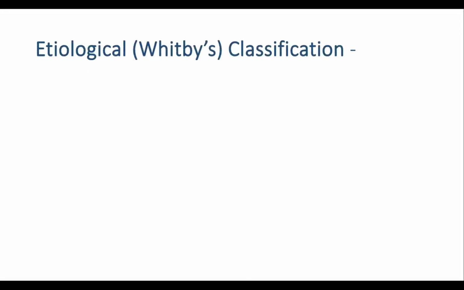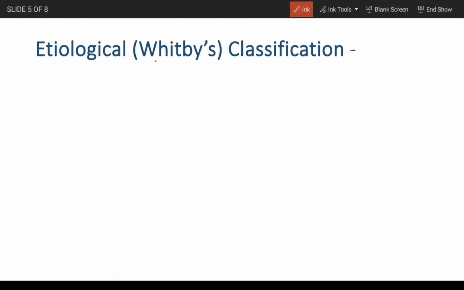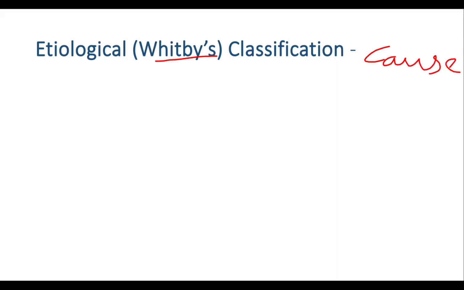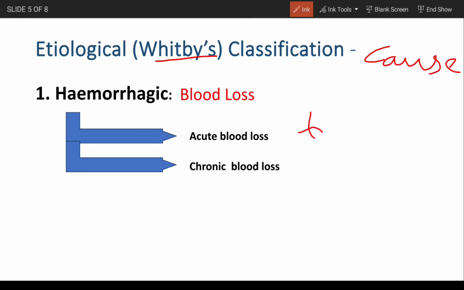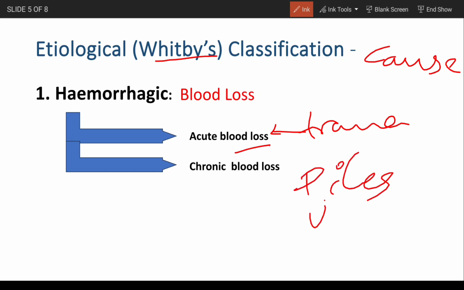And the next classification is the etiological classification. It is also known as Whitby's classification. It is according to cause. Etiology means cause. Okay? Firstly, hemorrhagic. It is due to blood loss and divided into acute blood loss and chronic blood loss. In situations like trauma and accidents, we can see acute blood loss, and in cases like piles, peptic ulcers, and in menstruation of females, by slow loss of blood, we can see chronic blood loss.